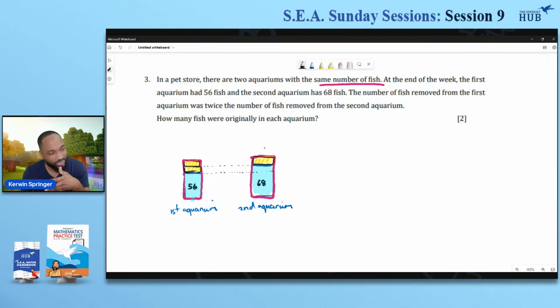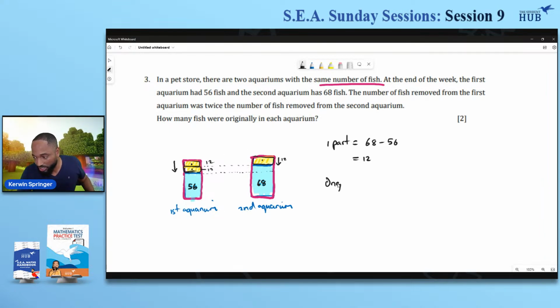It's one of the toughest styles in unequal sharing. So it started off the same, but this one dropped down to 56, this one dropped down to 68. And the difference between how they dropped down is 1 block, because twice as many were removed here as here. So it means one part or one block is represented by 68 minus 56. You all understand? So 12. So each one of these yellow blocks that I highlighted here means 12. Because if I add 12 to 56, now I will get 68 here. 12, 12, 12. So how many fish were originally?